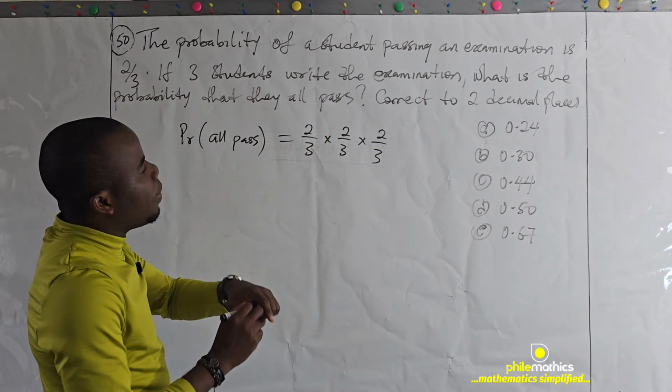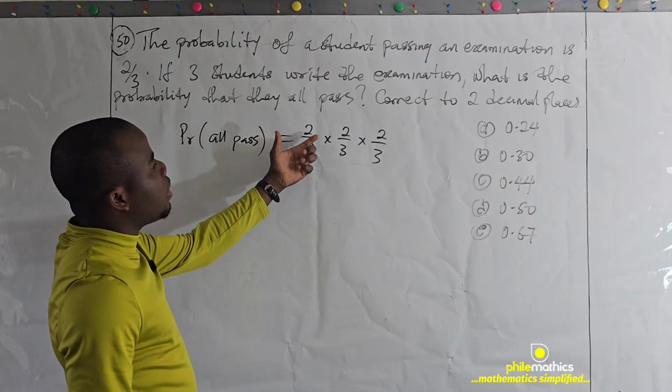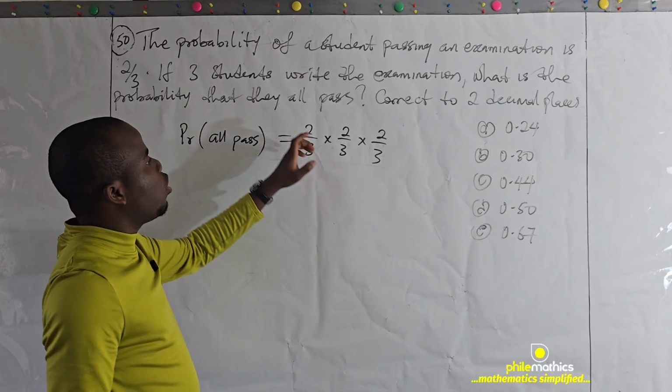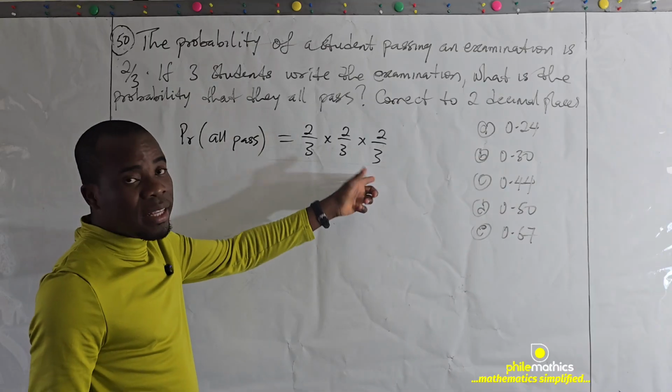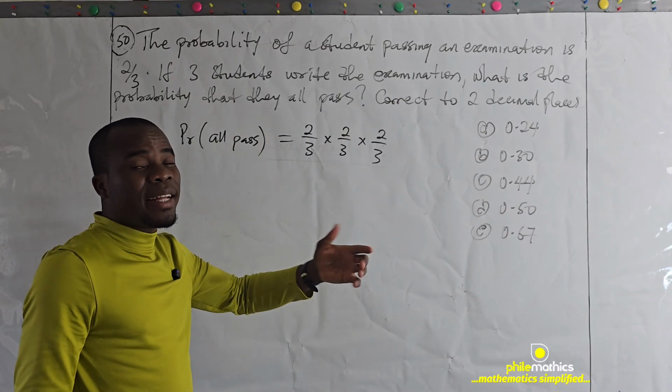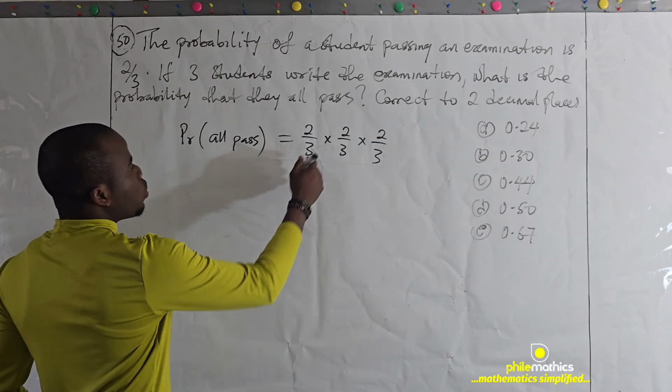If you are looking for the probability that they all fail, you subtract the probability of success from 1, you get the probability of failure, which is 1 over 3 times 1 over 3 times 1 over 3. That's the probability that they all fail. But this is what we are interested in.